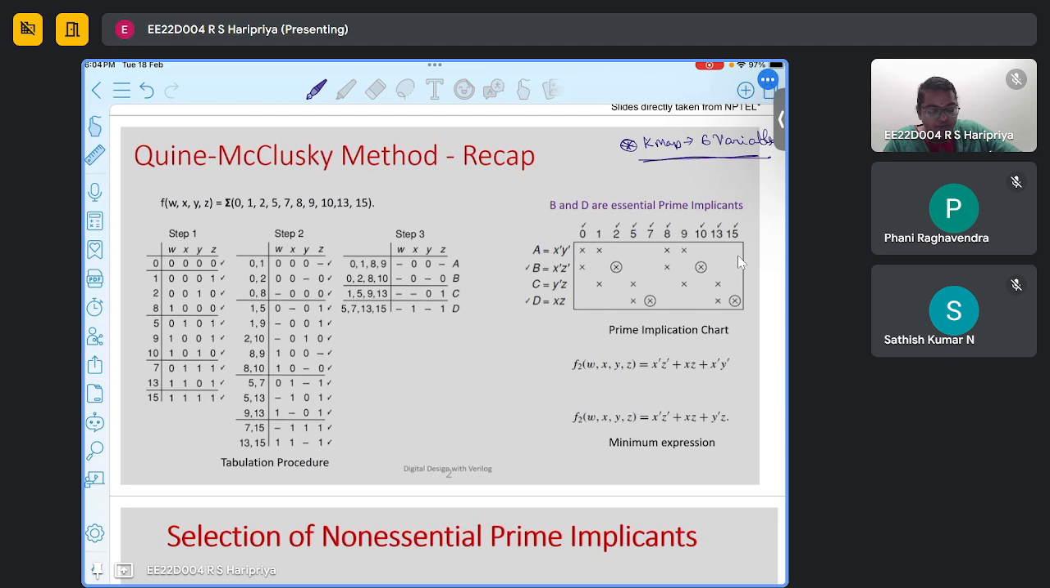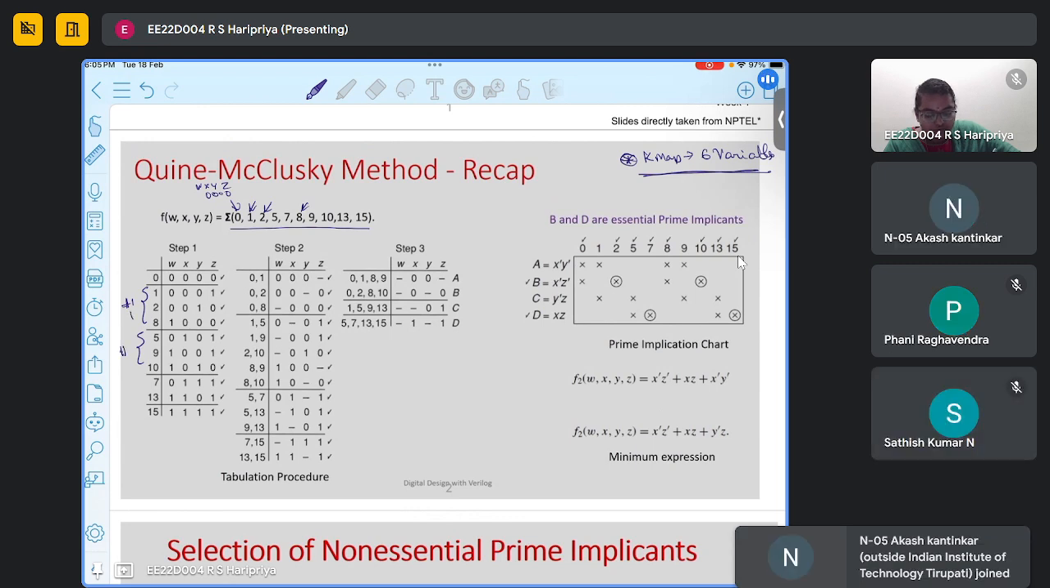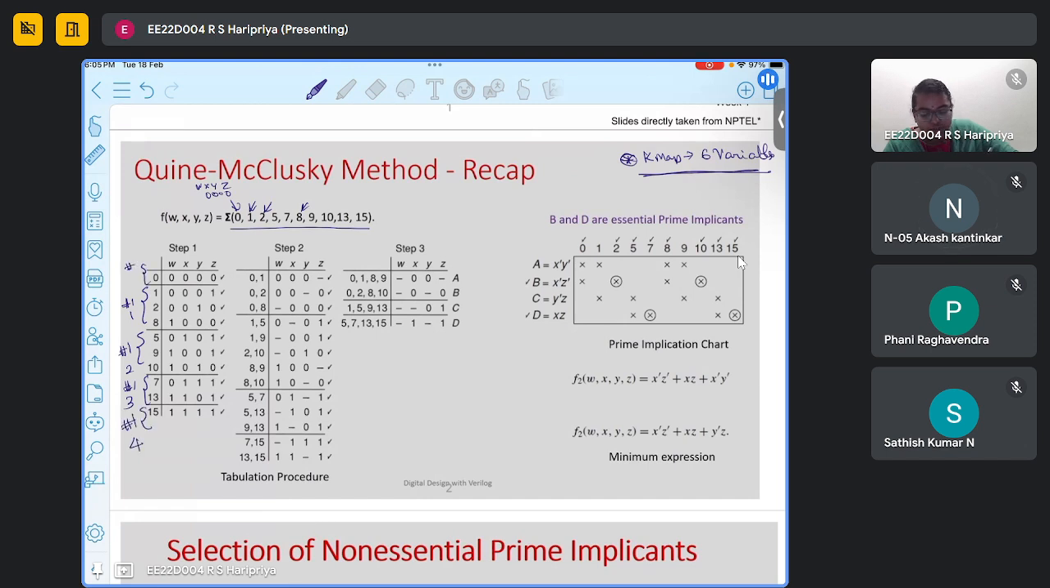Here, if we have these as the minterms, the first step is to count the number of ones. If we consider 4 bits w, x, y and z, first we write the term with 0 number of ones, and then the terms with 1 number of one: we have 1, 2 and 8. Then the terms with 2 number of ones, then 3, and here the number of ones is 4.